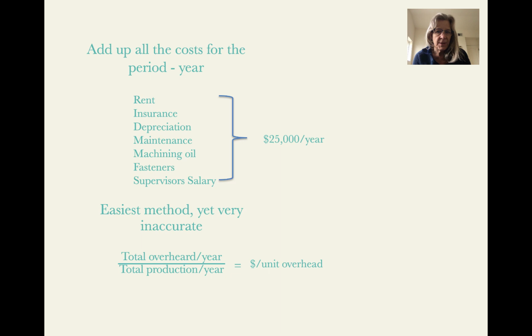So if we look at this at 25,000 a year, let's say we've added up all of those items and there are 5,000 parts that we make per year. So it's simply 25,000 divided by 5,000 and it becomes $5 per unit.